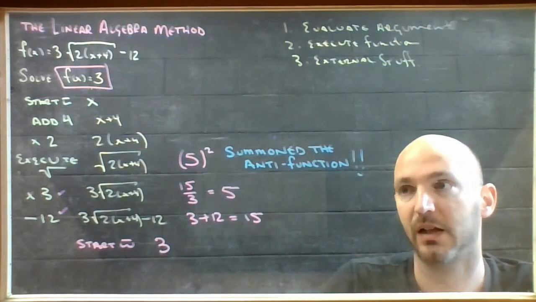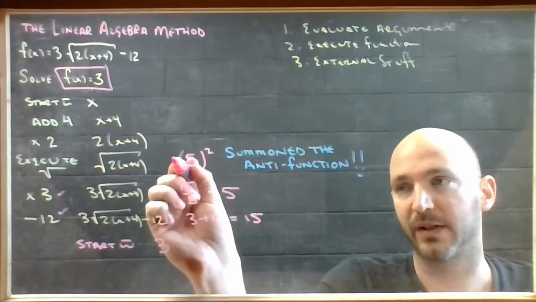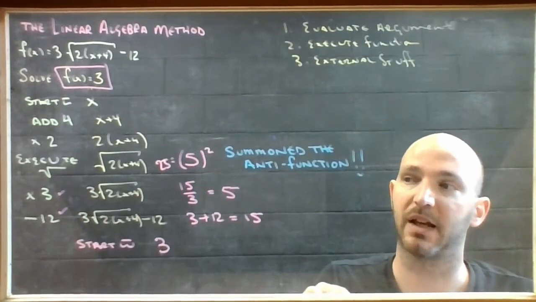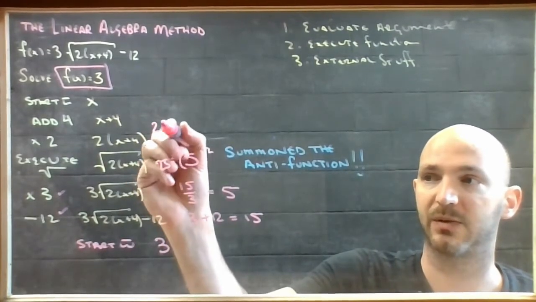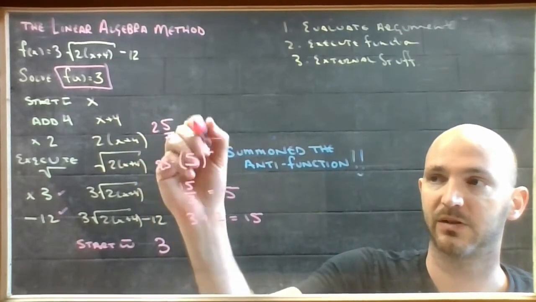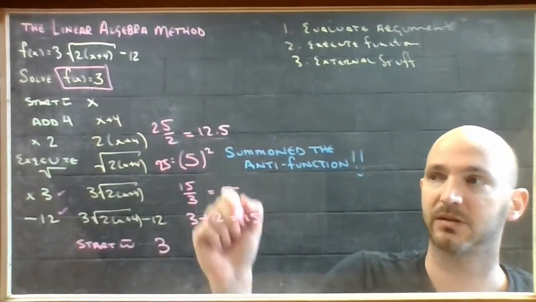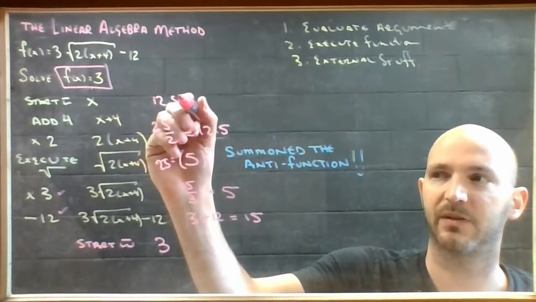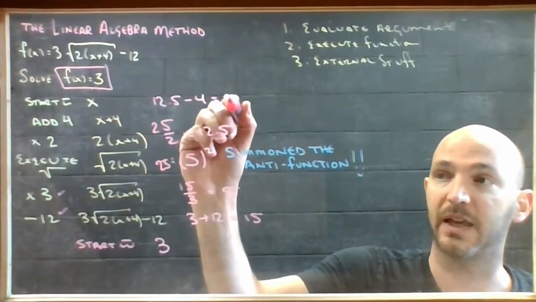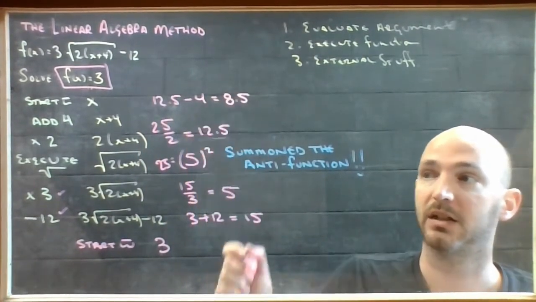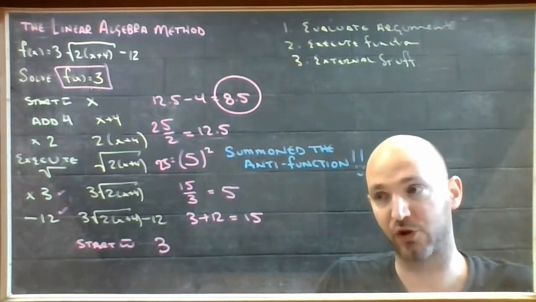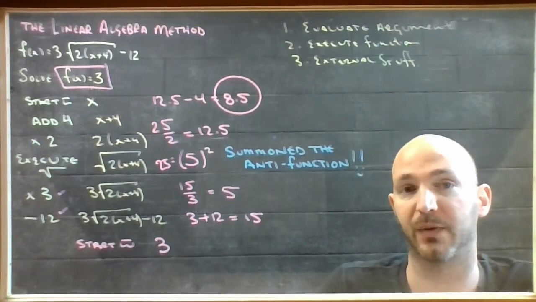Anyway, 5 squared is 25. Now I have to undo this multiplication by 2, which requires me to divide by 2, which is 12 and a half. I have to undo adding 4, so 12 and a half subtract 4 gives me 8.5. And that's it. That's the input that should render an answer of 3.